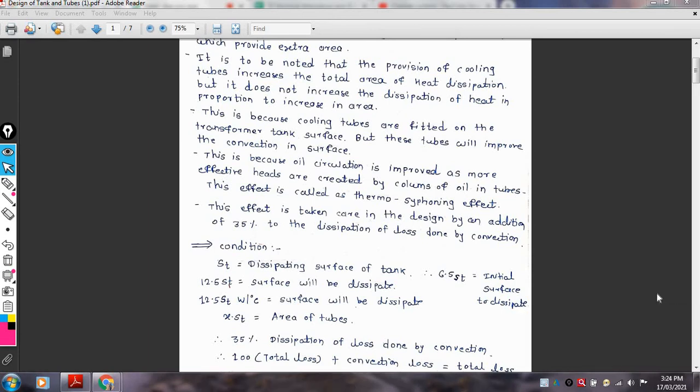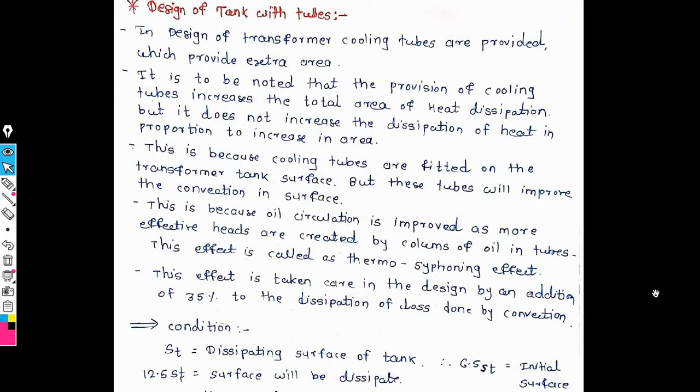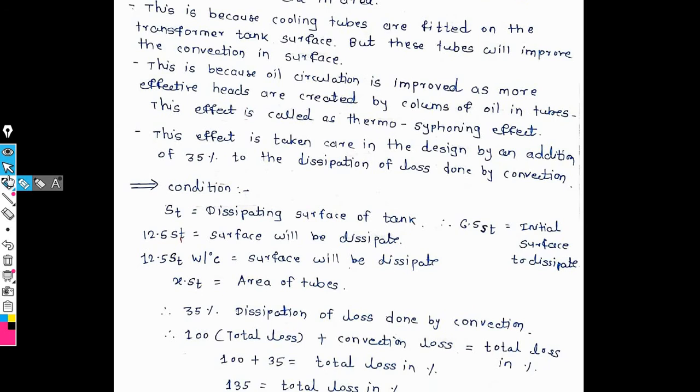Also, we need the concept of initial surface to dissipate and final surface to dissipate. Now, for the initial surfaces, we have to consider two values. The first value is 6.5 and the second value is 12.5. This is the initial surface, and this is the final surface.